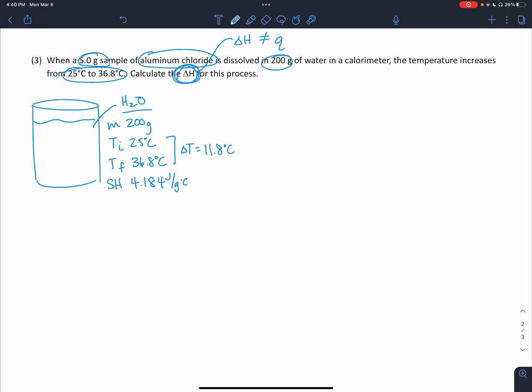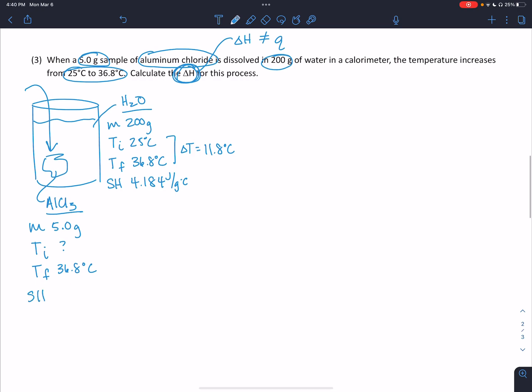Now that temperature change occurs because into the water I'm going to drop some aluminum chloride, AlCl3. It has a mass of 5 grams, and it has an initial temperature that is unknown. But after the process occurs, we reach a final temperature that will be the same as that we saw with water. Now the specific heat, I don't know, but it doesn't matter because I'm going to be using water to determine the amount of energy that's flowing.